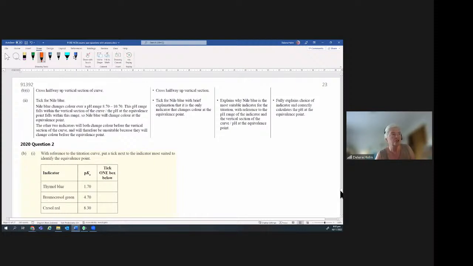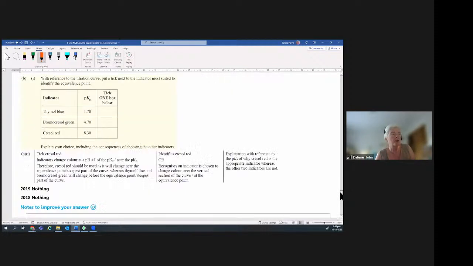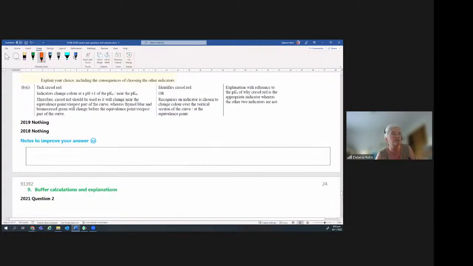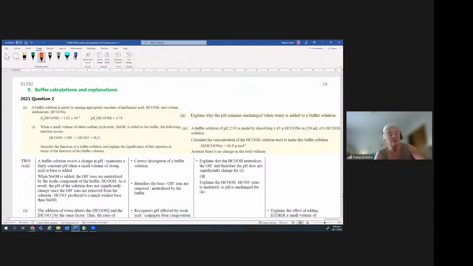So you'll notice recently they have asked that question, but previously they have not asked that question. So who knows? Will you get that question this time? I don't know. Right. Buffers. For buffers, there are two types of questions. The one is an explanation and the other one is a calculation.